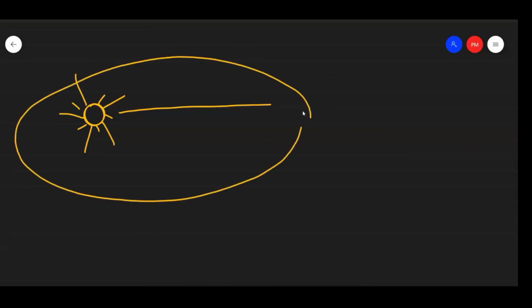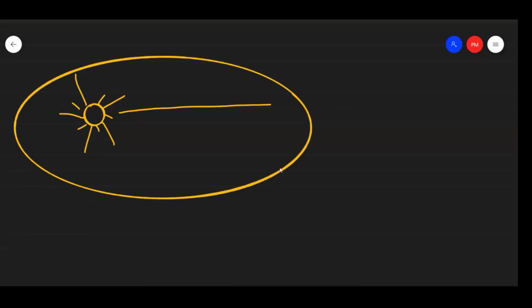Next topic is, what is the tilt of the axis of the Earth? So if we talk about the tilt, let's consider this as Sun. Earth revolves around the Sun in an elliptical orbit. So consider this as Earth. This is the elliptical orbit.